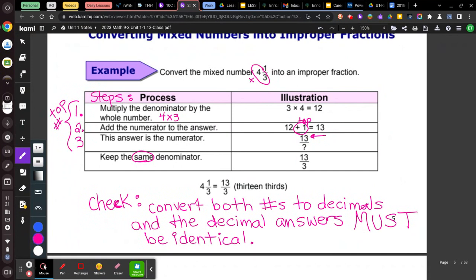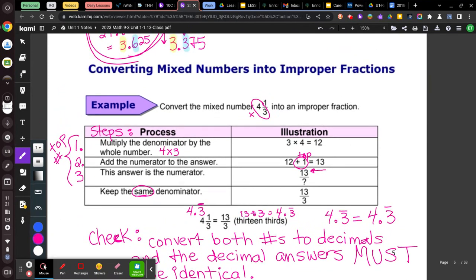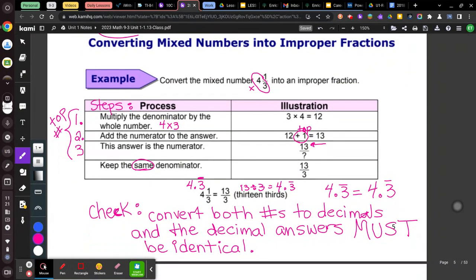So I'm going to take 4. I know my decimal number starts with a 4, and then I'm going to go 1 divide 3. 1 divide 3 gives me 0.3 repeating. So the guy on the left is going to give me 4.3 repeating, and here I'm going to go 13 divide 3, and I'm going to get 4.3 repeating. So my decimal numbers are identical. 4.3 repeating is the same as the other guy's 4.3 repeating. That's how you know you did it right, because your decimals are identical. Okay?